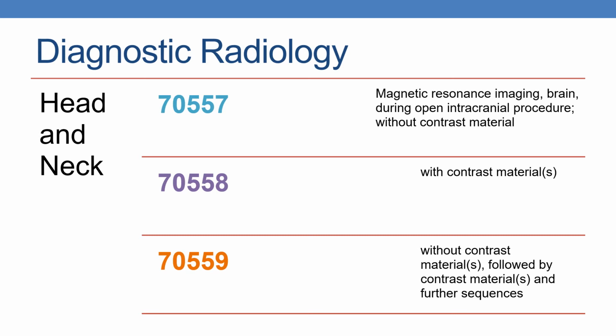Now coming to the next CPT, that is 70557, which is nothing but magnetic resonance imaging, brain, during open intracranial procedure without contrast material. 70558 is nothing but MRI, brain, during open intracranial procedure with contrast material. 70559 is nothing but MRI, brain, during open intracranial procedure without contrast, followed by contrast and further sequences.